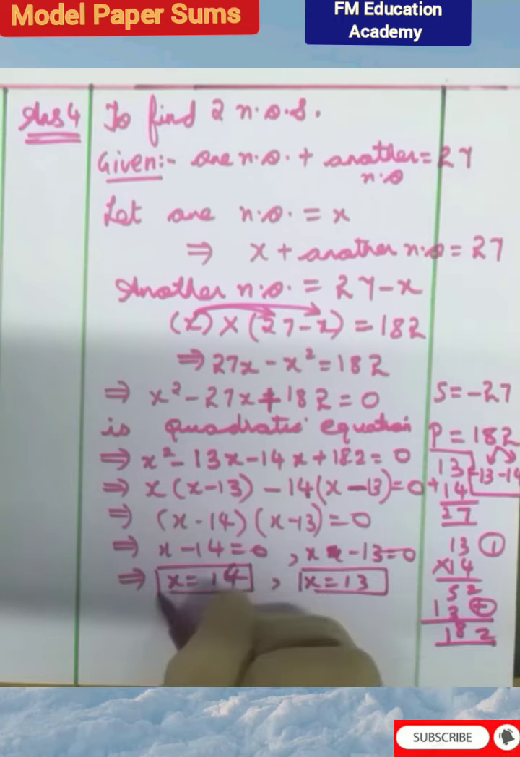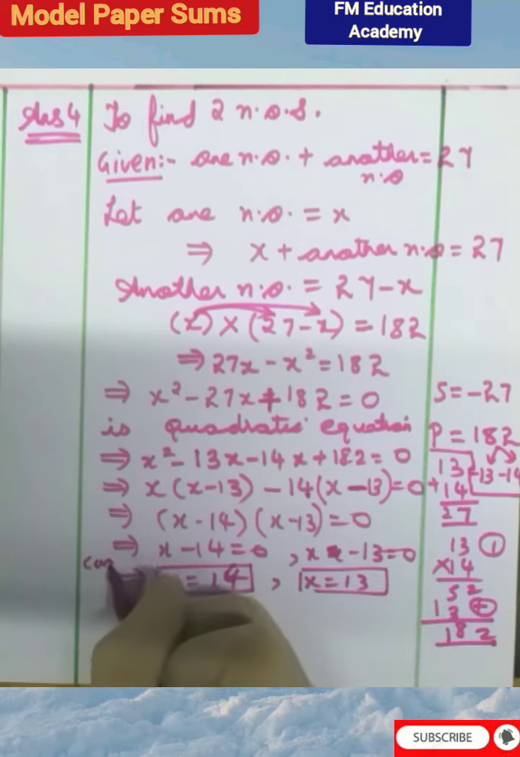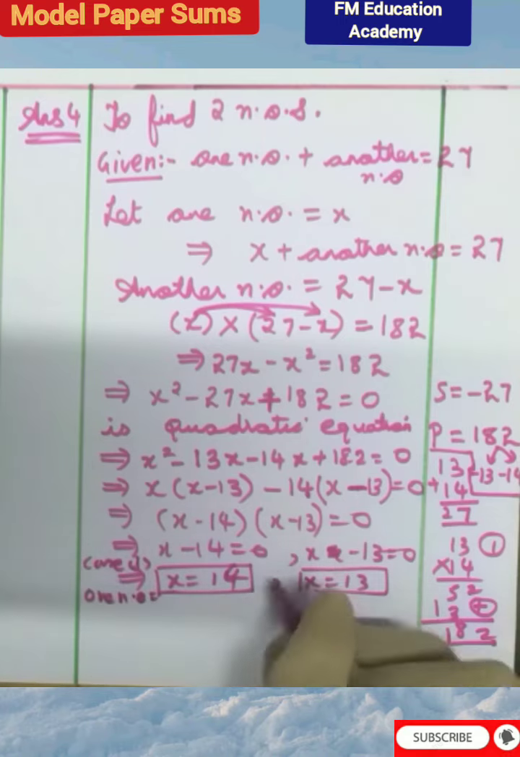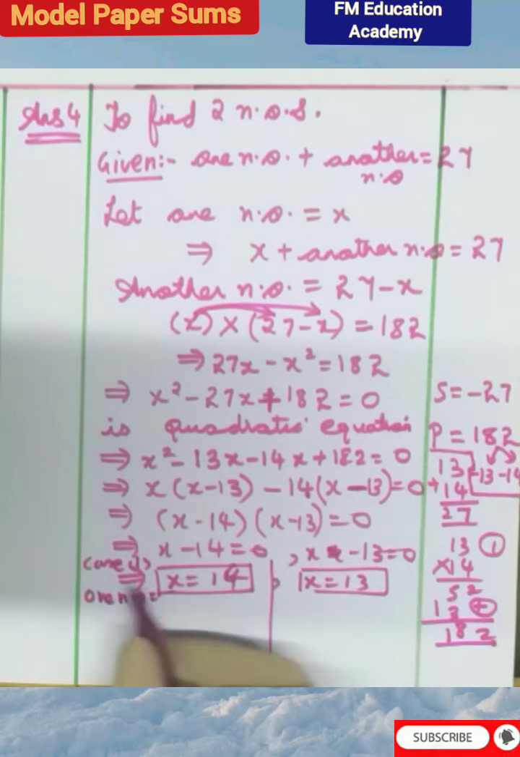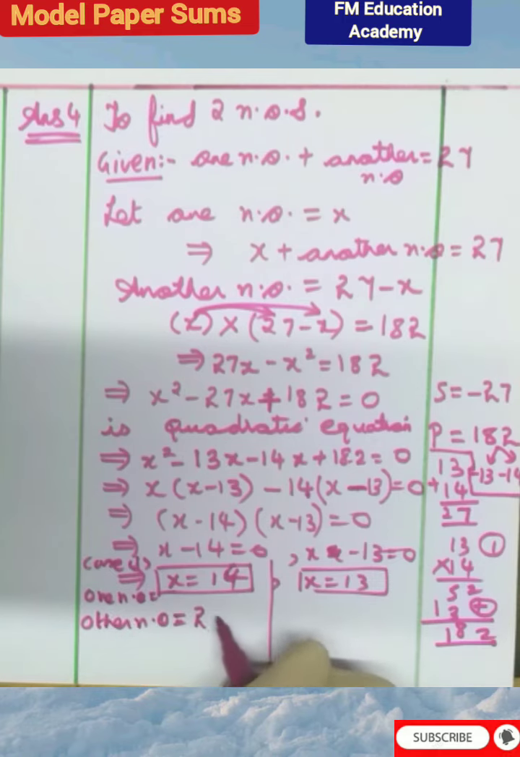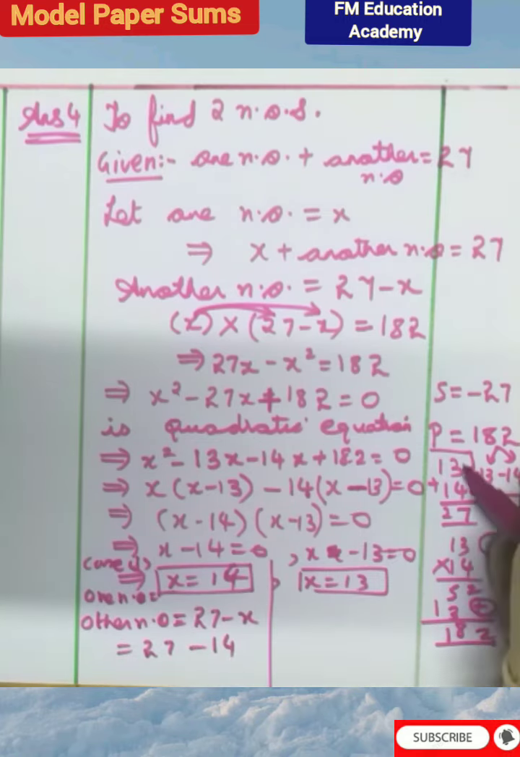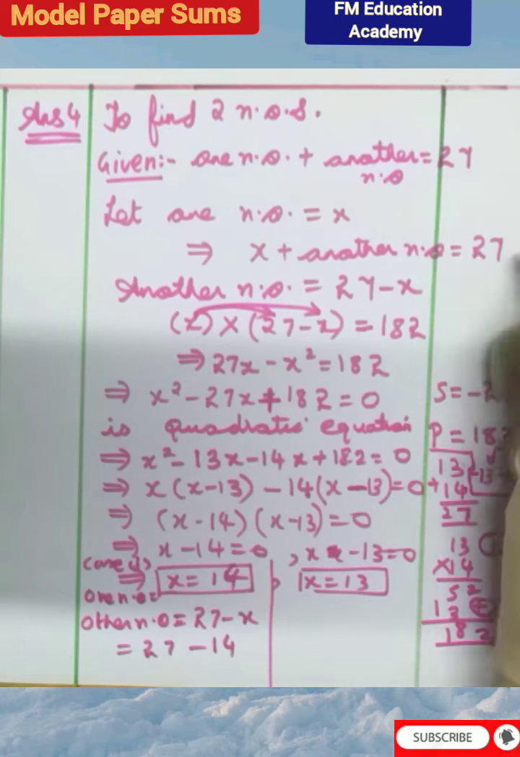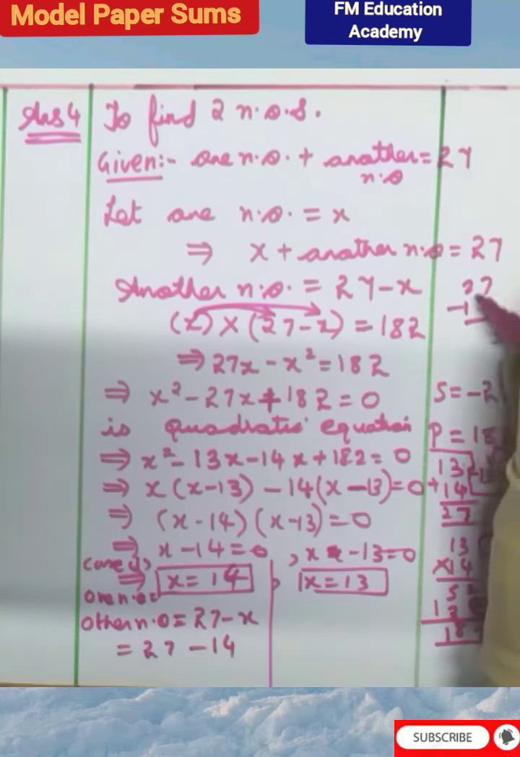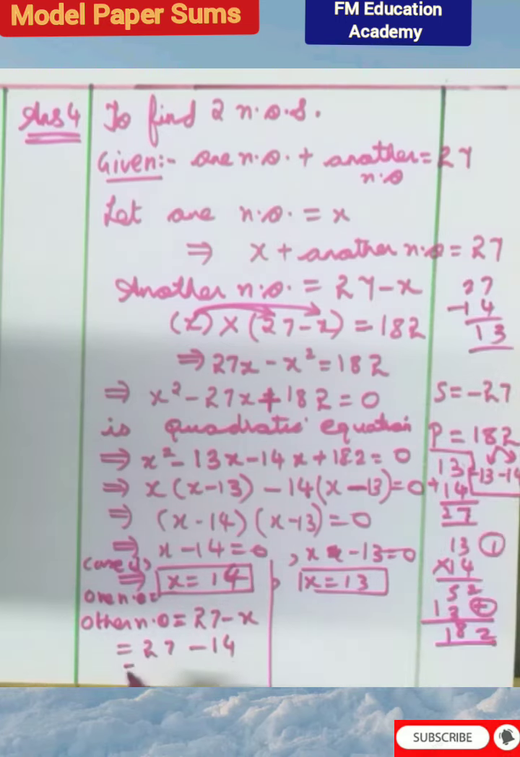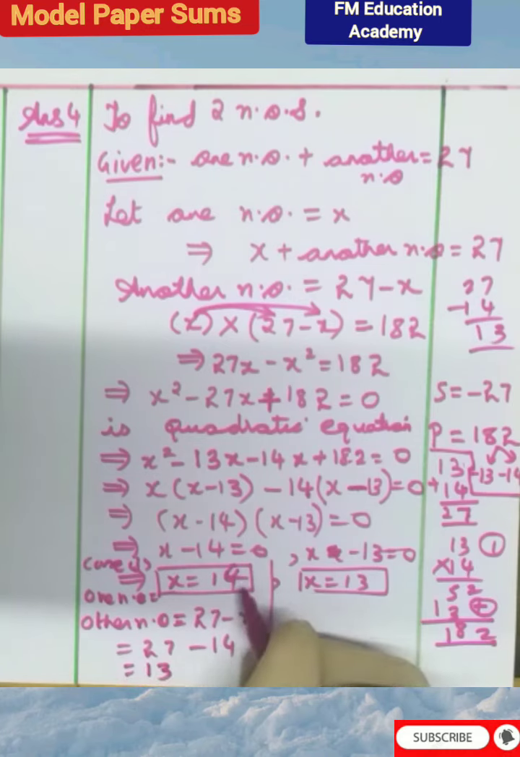So here actually we have two cases. This is my case 1, when one number x is equal to 14. When one number x is 14, then the other number is 27 minus x. So 27 minus, in place of x substitute 14. 27 minus 14, we know what it is? 13 plus 14 is 27. So 27 minus 14 will be, 7 minus 4 is 3, 2 minus 1 is 1, 13. So when one number is x, that is 14, the other number is 13.